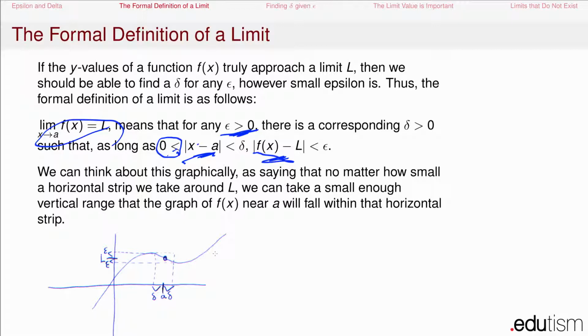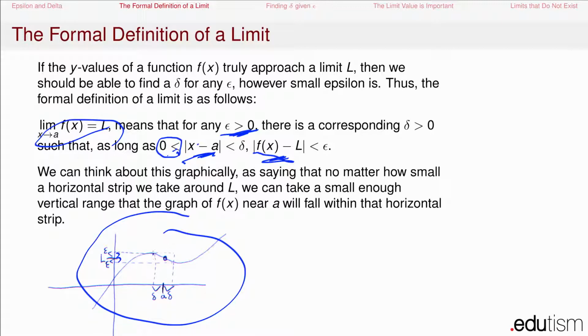So if we want to think about this formal definition of a limit graphically, we can think about it with this sort of picture down here. The idea is that epsilon gives you the size of a horizontal strip around the limit value L. So if epsilon equals 0.1, we go 0.1 up and 0.1 down. If epsilon is 0.5, we go 0.5 up and 0.5 down. And the idea is we want to be able to find a delta, the width of a vertical strip, such that as long as our x values are within the vertical strip, the y values will be within the horizontal strip.